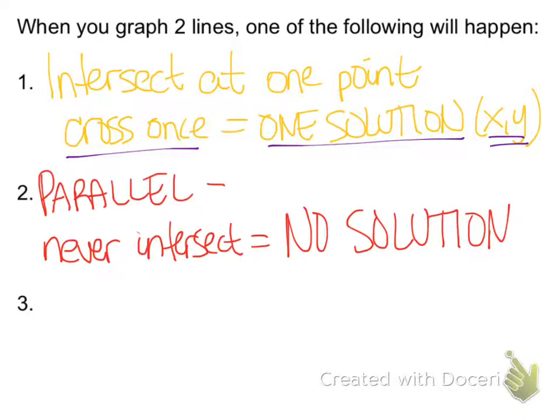The other thing that could happen is that they could be parallel. Parallel lines, remember, never intersect. So again, if they never intersect, there can't be a solution.